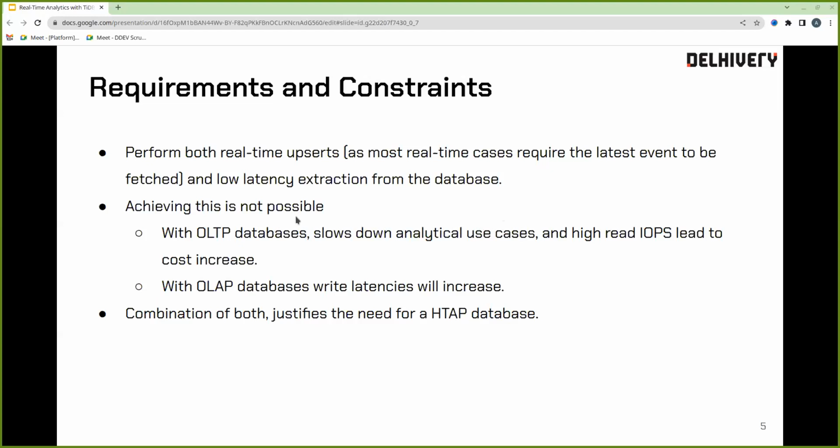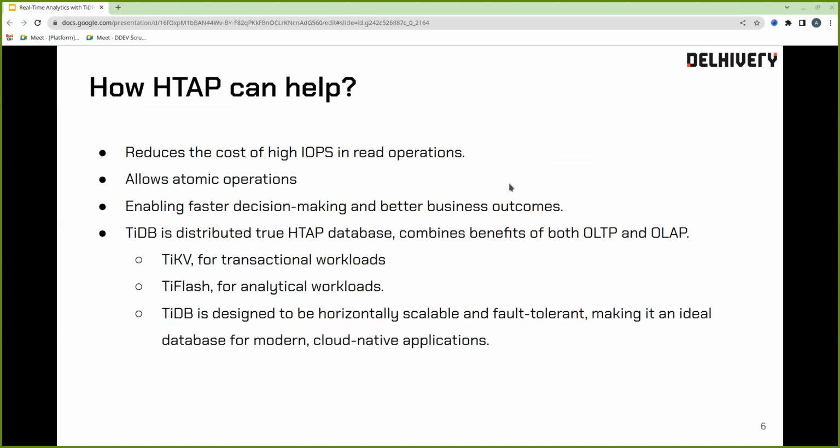So, to address these requirements and constraints, there is a need for an HTAP database. By combining the capabilities of both OLTP and OLAP databases, an HTAP database can provide the necessary infrastructure to support real-time upserts, low latency extractions, and efficient analytical queries without compromising performance. Now, how can HTAP provide solutions? By leveraging HTAP technology, we can address the challenges mentioned earlier and unlock several benefits.